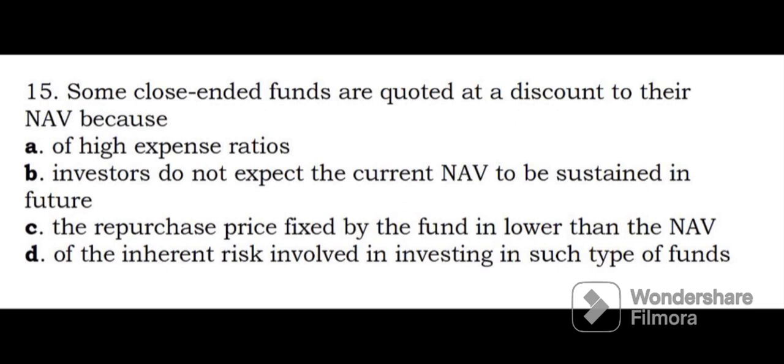Question 15. Some close-ended funds are quoted at a discount to their NAV because A, of high expense ratio, B, investors do not expect the current NAV to be sustained in future, C, the repurchase price fixed by fund is lower than the NAV, D, the inherent risk involved in investing in such type of fund. See, we are talking about close-ended fund here, and they are asking why some close-ended funds are quoted at a discount to their NAV. We have already discussed this question in one of the previous solution.